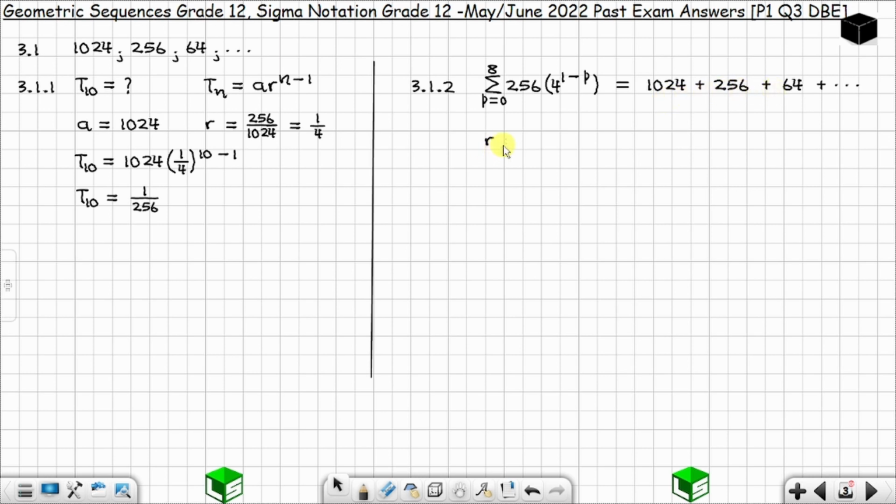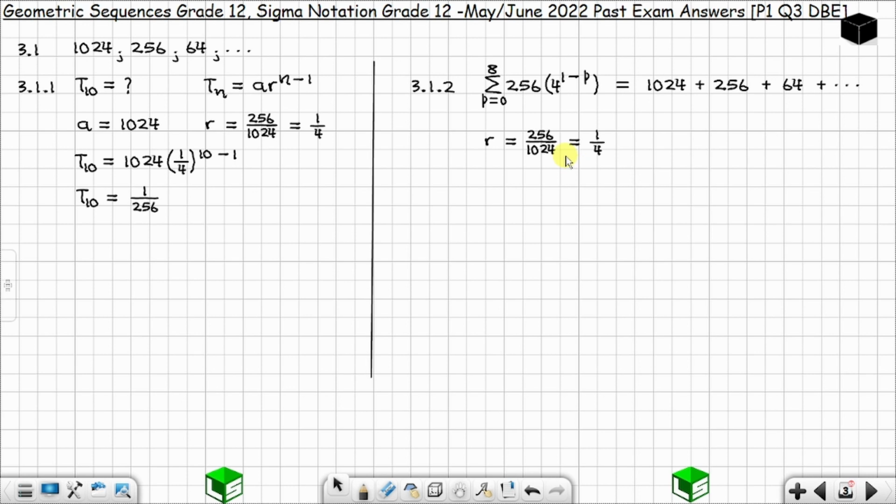R, what is R? Remember the common ratio, you always take the next term and divide it by the previous term. Take any next term and divide it by the previous term. So I can take this one, 256 over this one, and this is equal to 1 over 4. Just like in the previous question, and we have the same terms, you can see. Okay, so this is our common ratio.